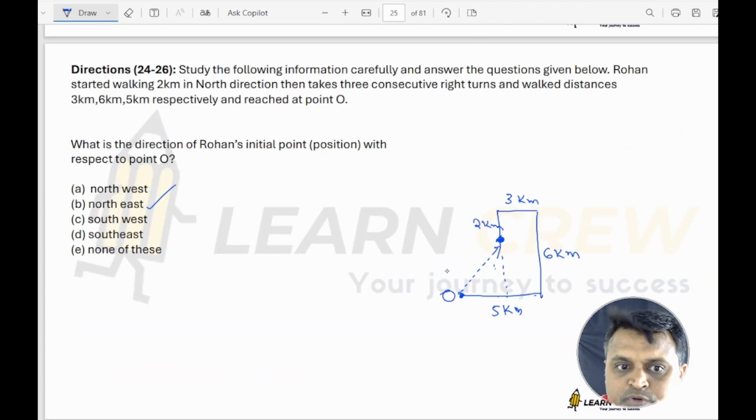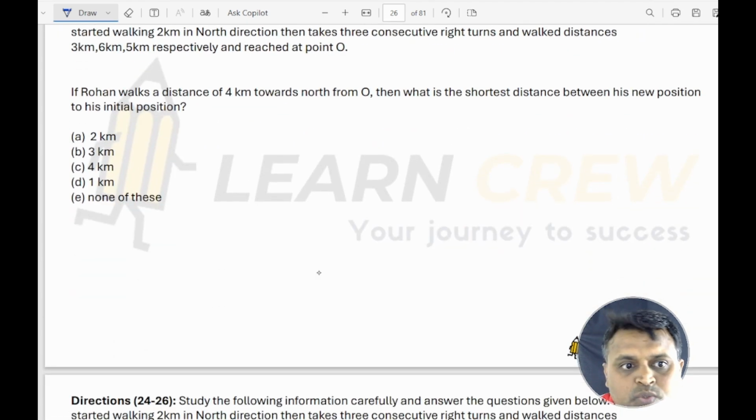If Rohan from the final position moves 4, this is 4. Then to reach this, the shortest distance would be how much? This is already 3, so this is 2. He has to travel 2 kilometers to reach his initial point, the starting position. The shortest distance is 2. Now, next one.